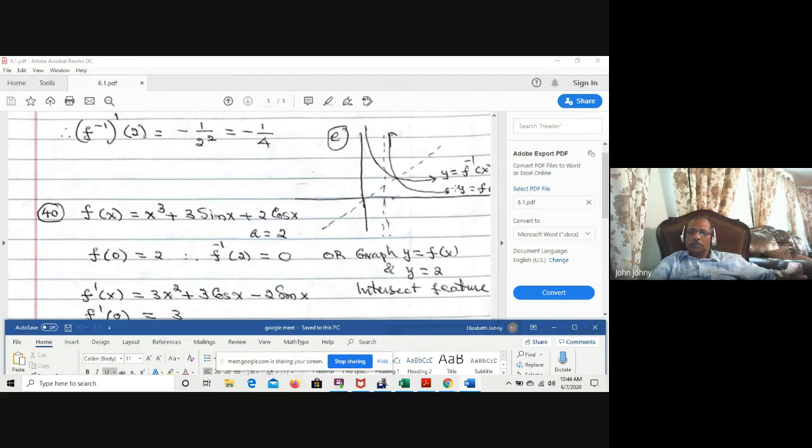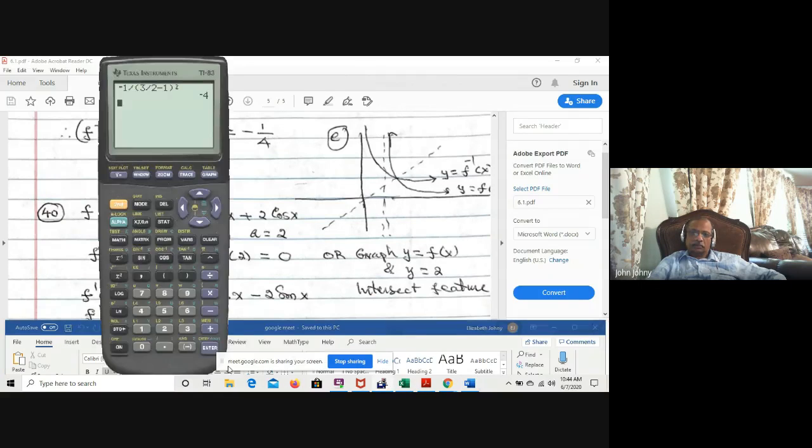Graphing, you use the calculator. So on the calculator, first graph is y equals 1 over x minus 1. You must be very careful: 1 divided by x minus 1 must be in parentheses. And the second one is 1 over x plus 1.